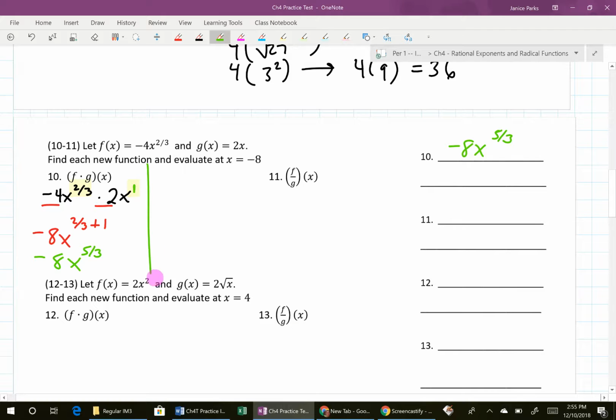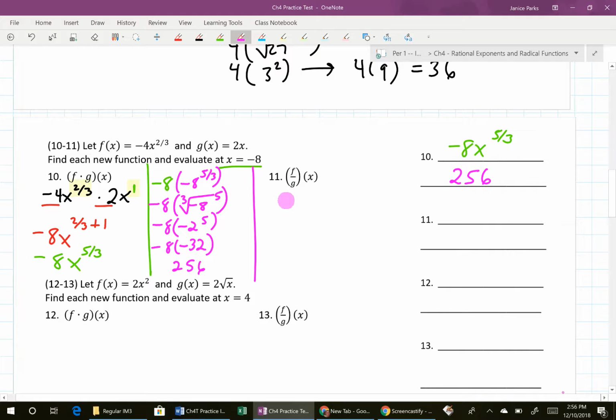When I plug in a negative 8, and I get negative 8x, not x, excuse me. We're plugging in a negative 8 there for x, so negative 8 to the 5/3. So negative 8, cube root of negative 8 times 5. So it's going to be negative 2 to the fifth, negative 8 times negative 32. It's 240 and 16. So that's 256.